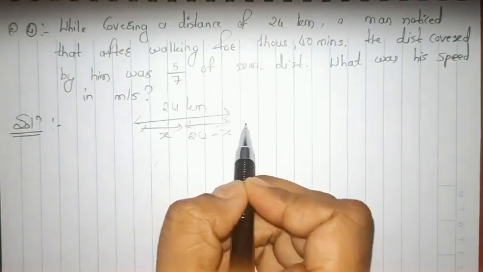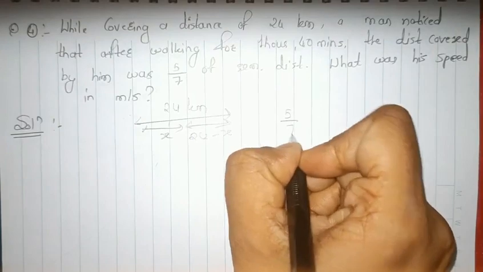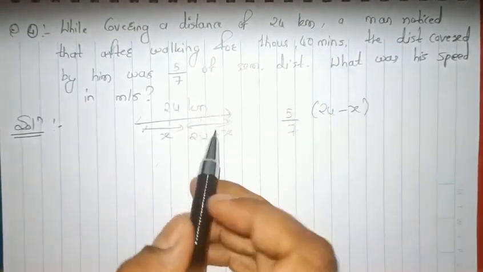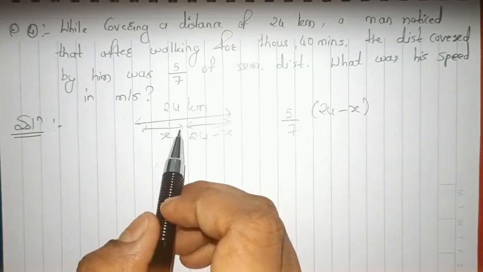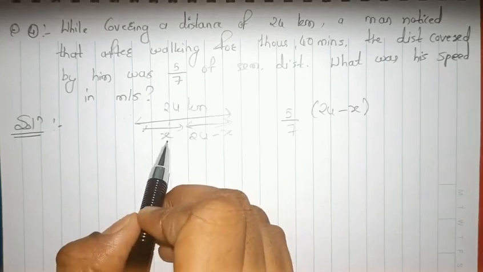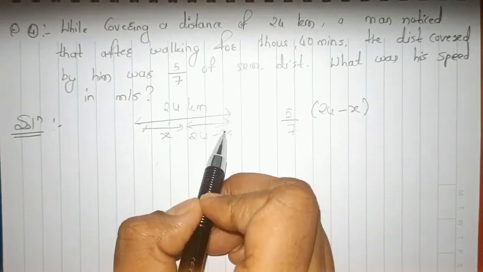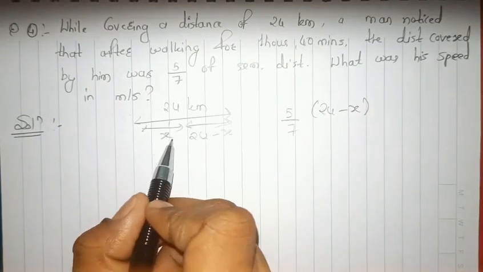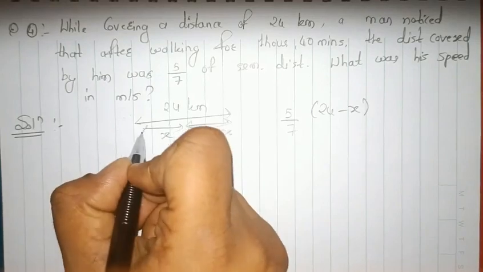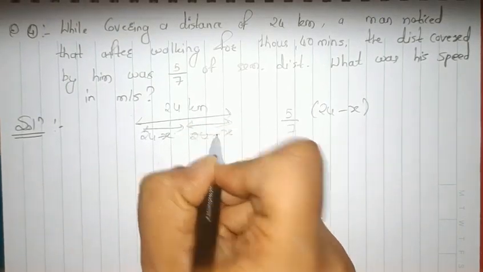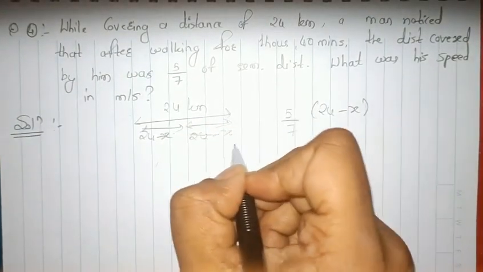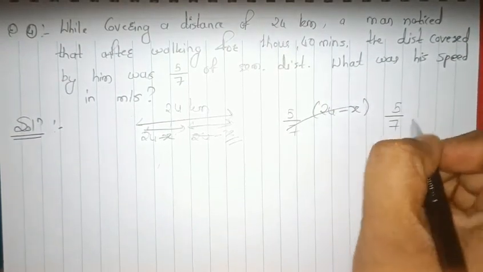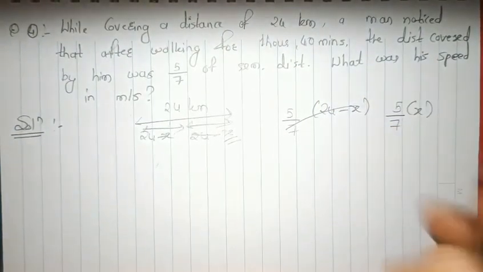5/7 of 24 minus x. Right? 5/7 of remaining distance means what? 5/7 of 24 minus x. You can reverse this also and will get the same answer. You can keep here 24 minus x, and here you can have x. Now, just for simple calculation, make this 24 minus x, and this x. So our remaining distance is x, right? So our covered distance would be 5/7 of x.